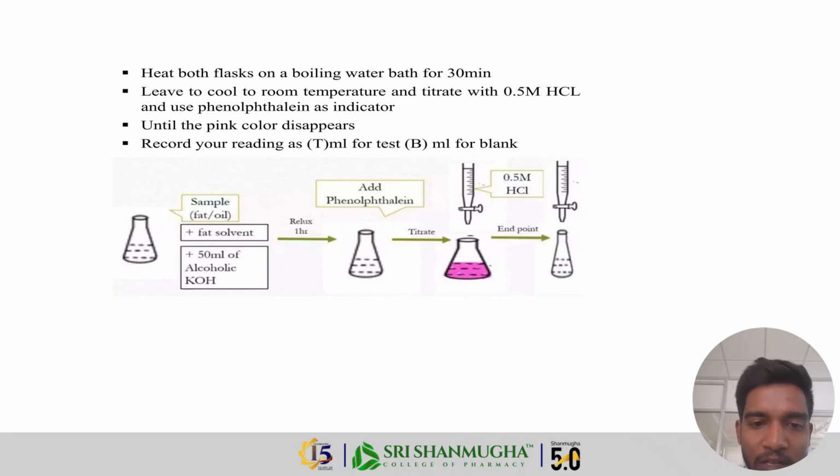Heat both flasks on a boiling water bath for 30 minutes. Leave to cool to room temperature and titrate with 0.5 molarity HCl using phenolphthalein as an indicator until the pink color disappears. Record your reading in ml for the test and for the blank. The picture shows the procedure for saponification value.